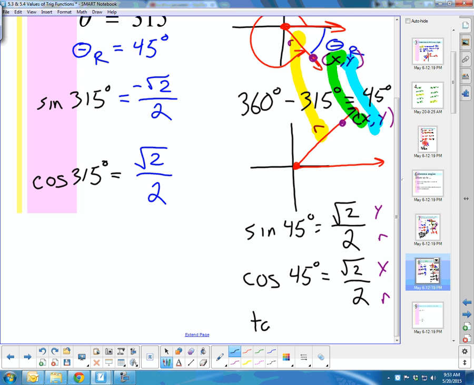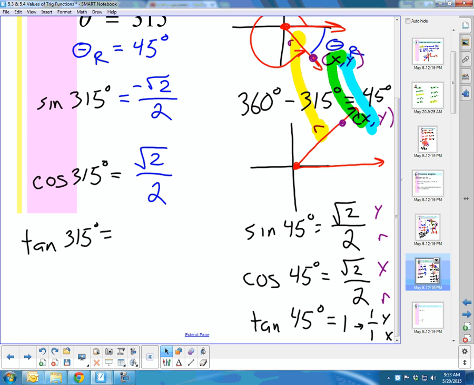And then finally, tangent of 45 degrees is equal to 1. I might want to write that as 1 over 1 to remember that it's y over x. Let me go over here. So tangent of 315 degrees. As I reflect my y's, they're opposites. So that in the first quadrant, we know it's 1, so I'm going to make it negative 1 over my x-coordinate, which stays the same as 1, which simplifies to negative 1. So tangent of 315 degrees is negative 1.